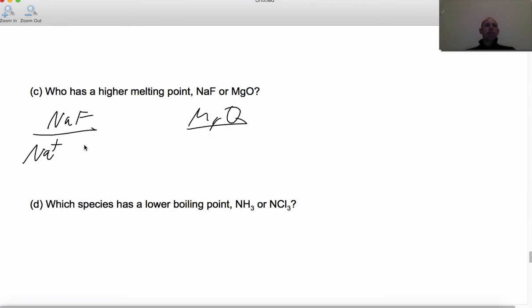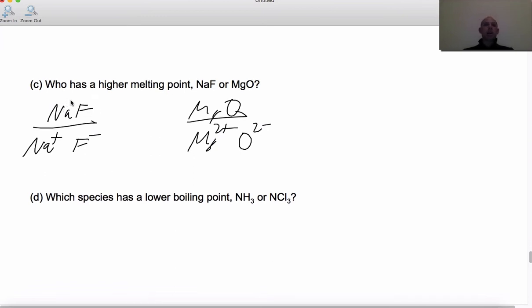So this is really Na+ and F-, and Mg2+ and O2-. Now remember, they're ionic because Na is a metal and F is a nonmetal, and Mg is a metal and O is a nonmetal.